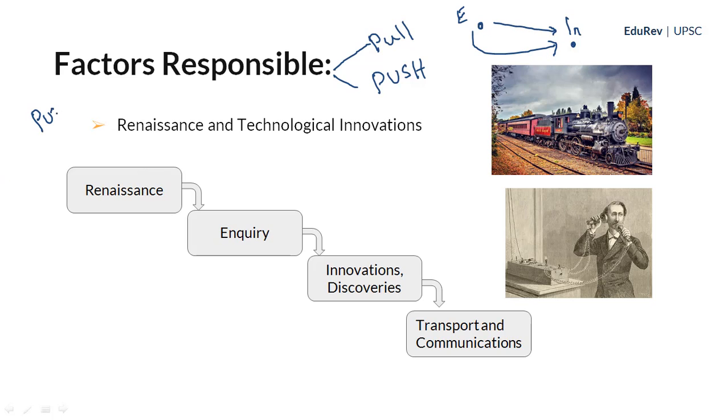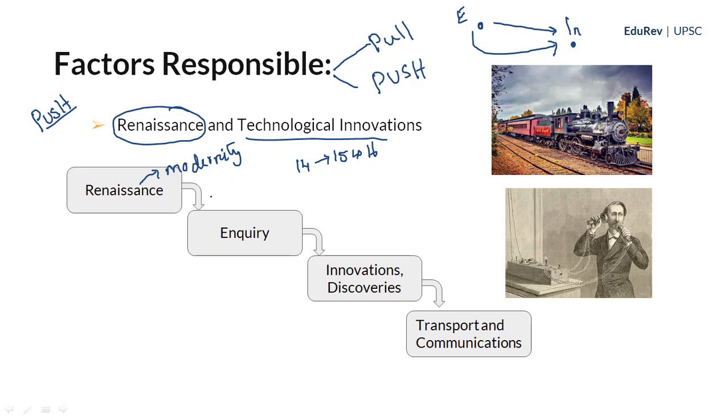What are the push elements that have risen in order to know attraction of Europeans towards India? The first and foremost is Renaissance and technological innovations during the 15th and 16th century. So it started from the middle of 15th century, 14th, 15th, 16th century. During this time, this Renaissance is a period which transitions towards modernity. That is, they are moving from the age-old customs towards the modernity.